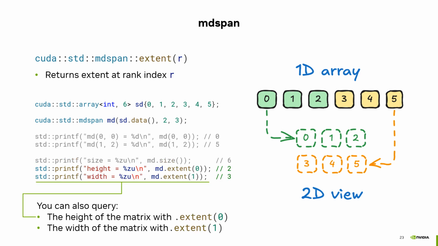Additionally, mdspan lets you query the size of each dimension using the extent method. For a two-dimensional view, calling md.extent(0) gives you the height and md.extent(1) gives you the width. In this example, md.extent(0) will return 2 and md.extent(1) will return 3. This is essentially the order in which we provided these values in the constructor.